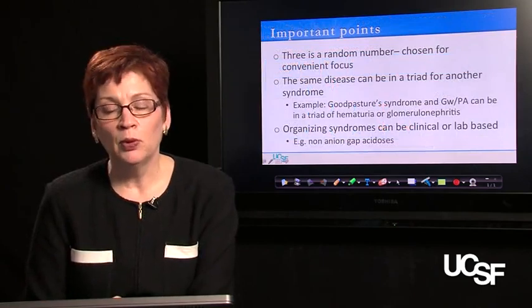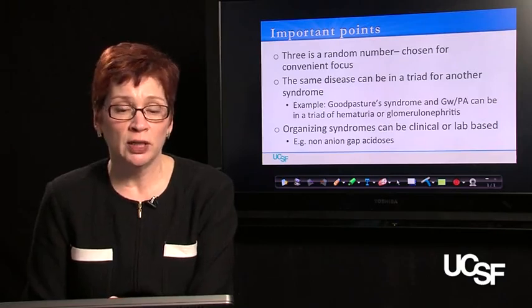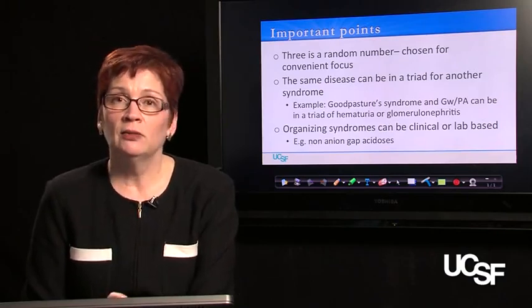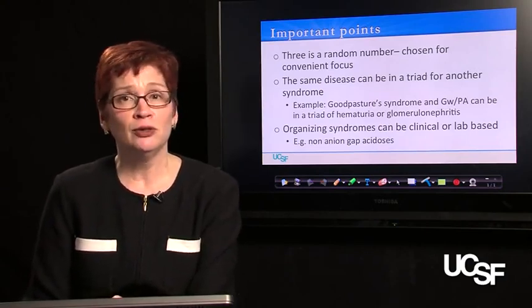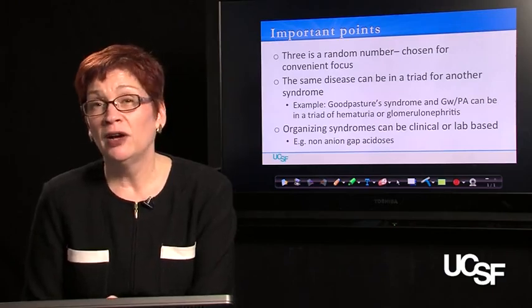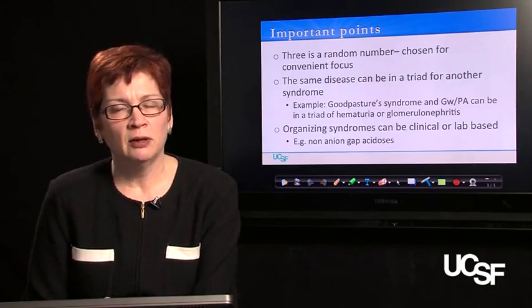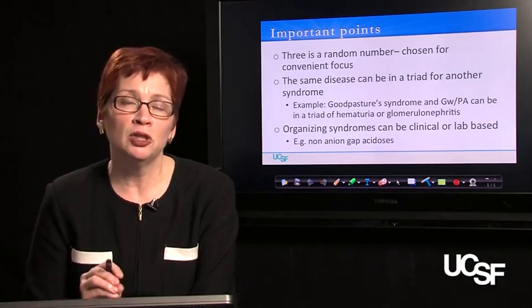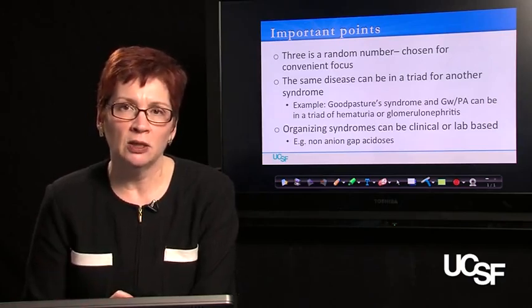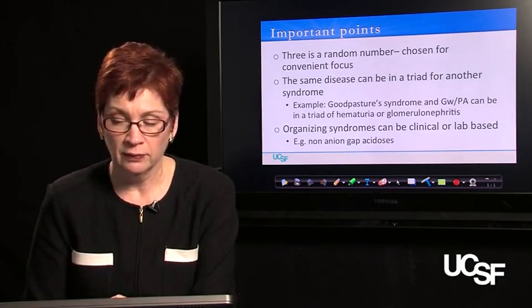Now, a couple of important points as we think about using these diagnostic triads and vertical reading strategies. 3 is a random number. It's chosen for convenient focus. If you like 4, you can use 4. If you like 5, you can use 5. But once you get beyond 4, it begins to be hard to identify those key and differentiating features. And you're better off having multiple groupings of 3 than expanding your list to a too lengthy list.